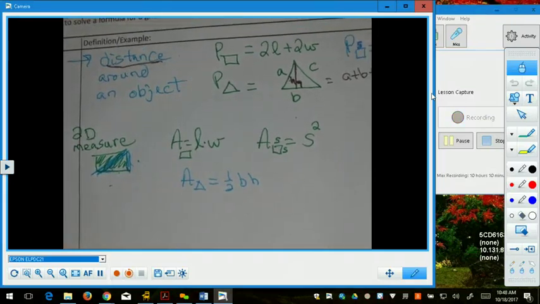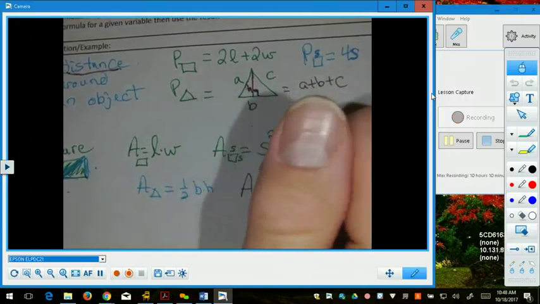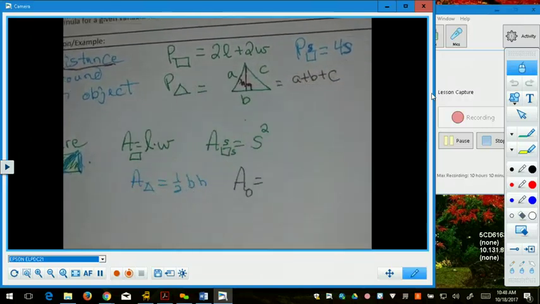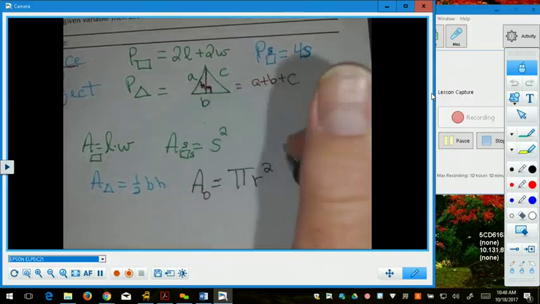There is one other area you need to be familiar with. This is one that you will want to know. We're going to use it a lot, particularly in the second semester. The area of a circle. Anyone know it? Yes. Pi times radius squared.